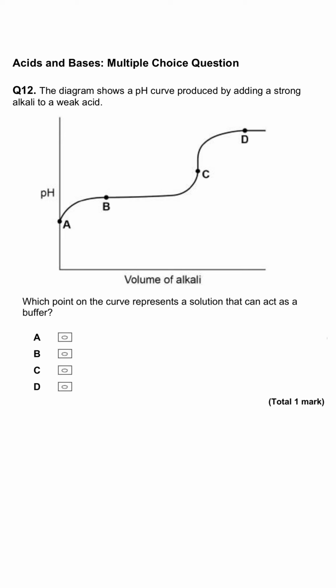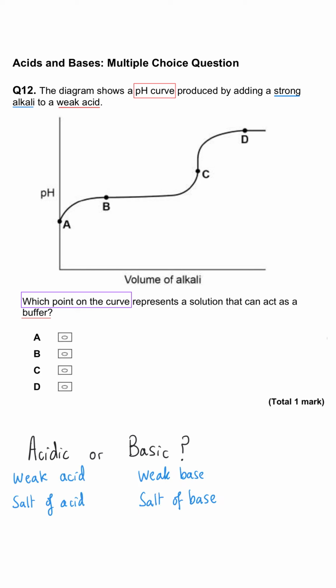The diagram shows a pH curve produced by adding a strong alkali to a weak acid. Which point on the curve represents a solution that can act as a buffer? You can get weak acid buffers or weak base buffers, and so our first job is to decide which of those we're aiming for. Since we've got a strong alkali, we're not going to have a weak base buffer. It must be a weak acid buffer, and we're working with a weak acid, so that looks promising. To have a weak acid buffer, you need to have some weak acid and one of its salts. So you need both of those components in order for it to be a weak acid buffer.